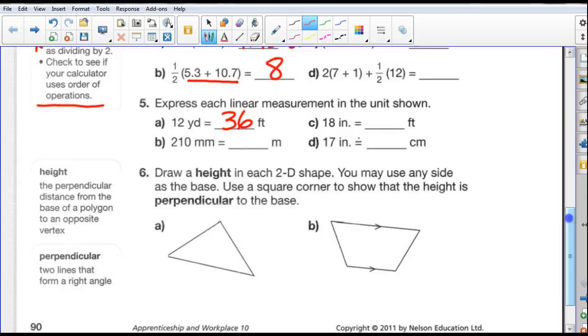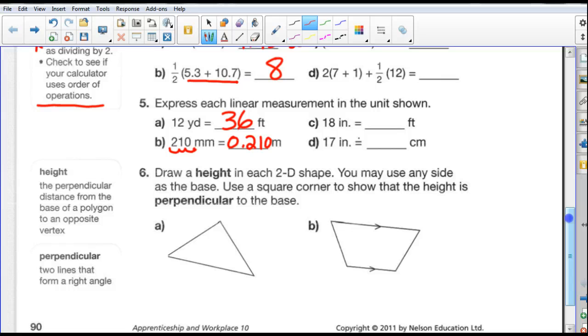B, 210 millimeters. Again, we're talking metric, SI, this is base 10. 210 millimeters equals how many meters? Well, we're going from a smaller to a larger, which means we're going to move the decimal point to the left. There's 1,000 millimeters in a meter, so we're moving it 3 places. 1, 2, 3. So 210 millimeters is 0.210 meters.